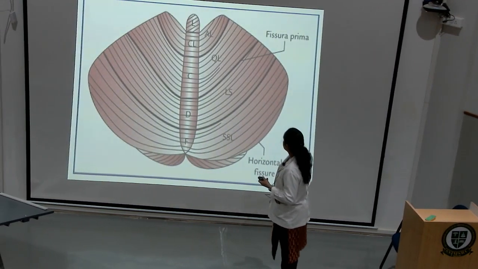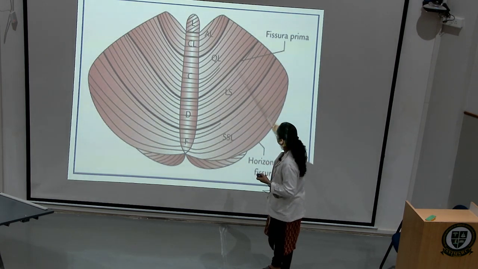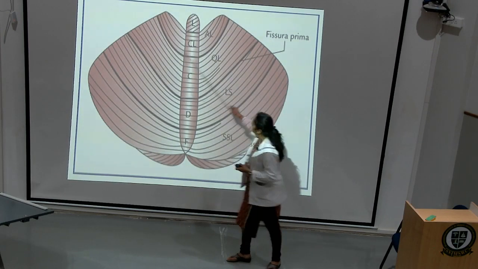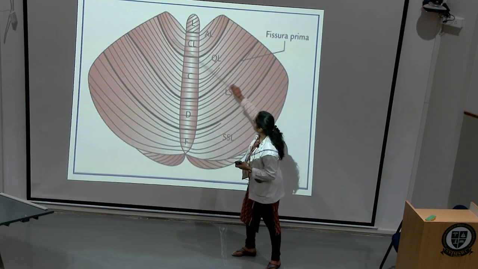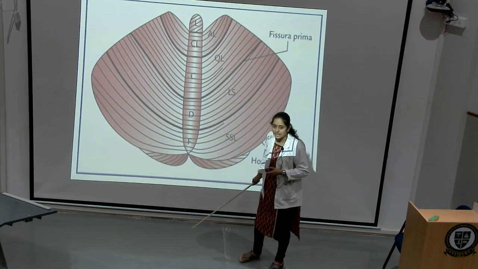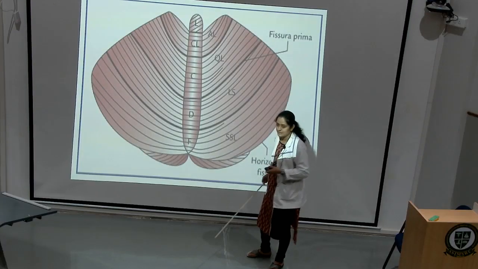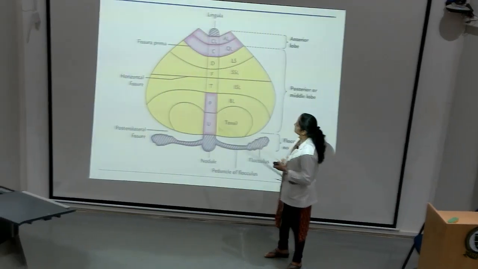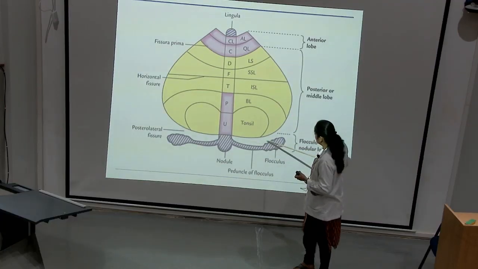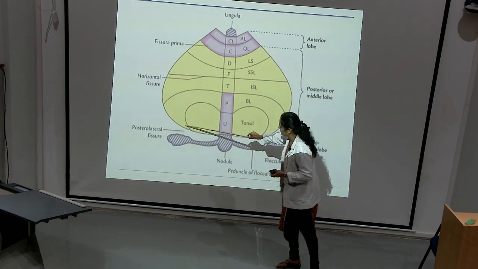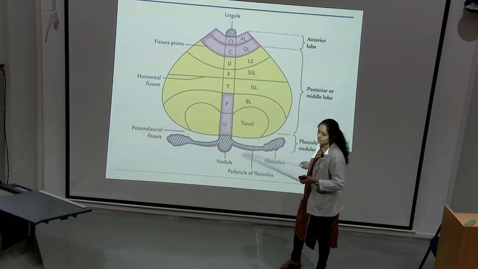So you can see here the superior surface is divided with the help of the fissura prima into an anterior 2/3 and a posterior 1/3. This anterior part forms what is called the anterior lobe of the cerebellum, and this posterior part, along with some part in the inferior surface, forms what is called the posterior lobe. Now here there is a separation present. This is called the posterolateral fissure. This separates a separate lobule here, and this is called the flocculonodular lobe.